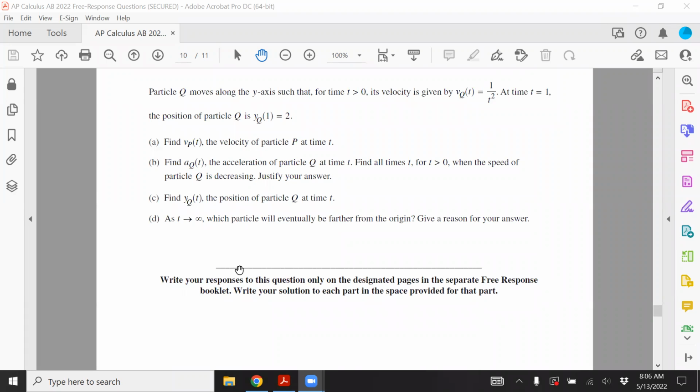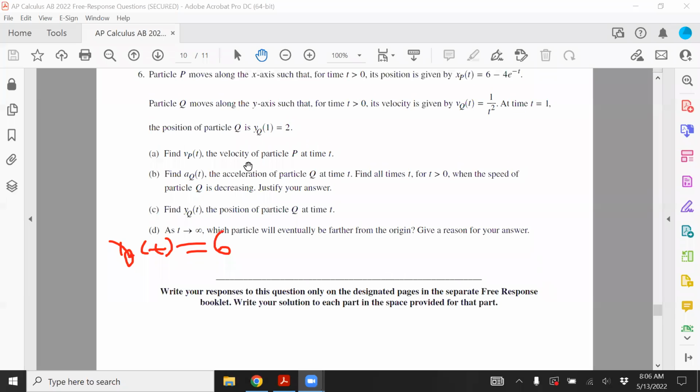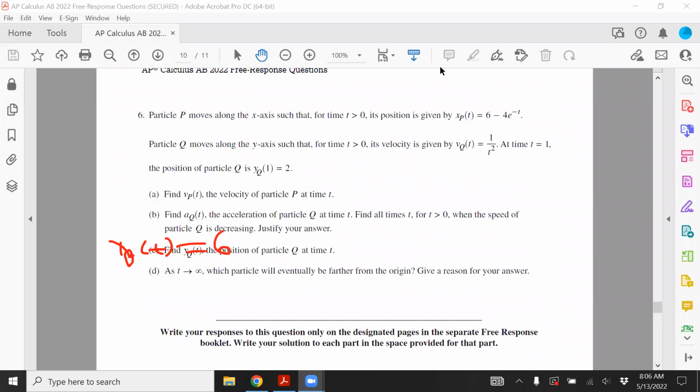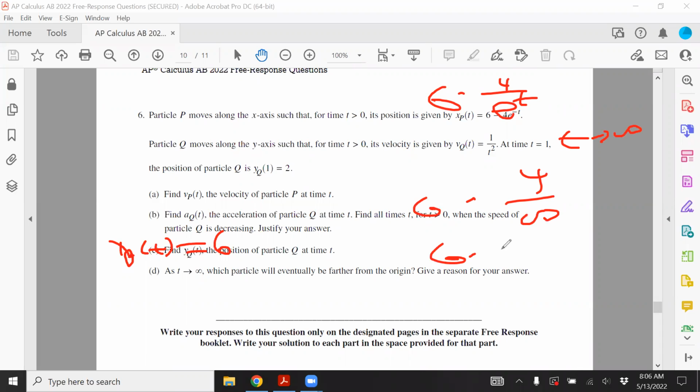Which particle will eventually be farther from the origin, P or Q? Well, as t approaches infinity, right? So if you think about it, for x_P(t), we're just going to say it's 6, and here's the reason why. You have 6 minus 4, and now that's going to be on the bottom because it's a negative exponent. So when t is large, you have 4 over infinity, which basically goes towards 0. That's why you get 6 for x_P(t).